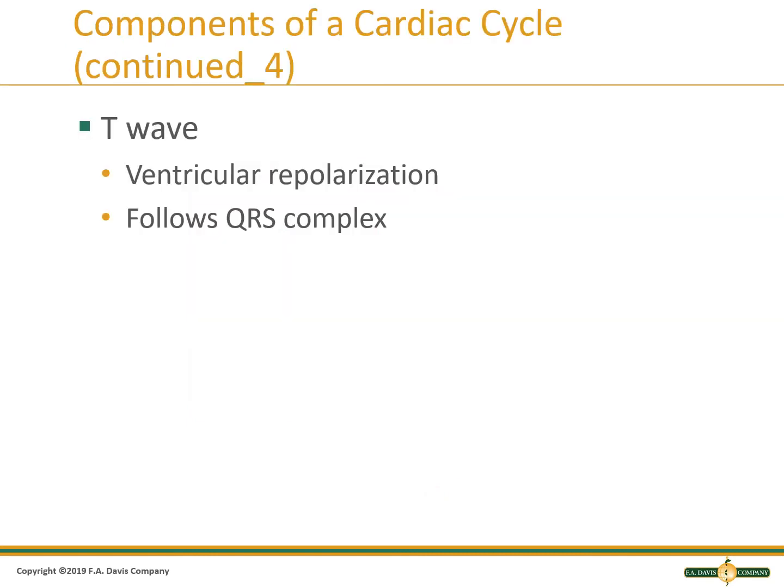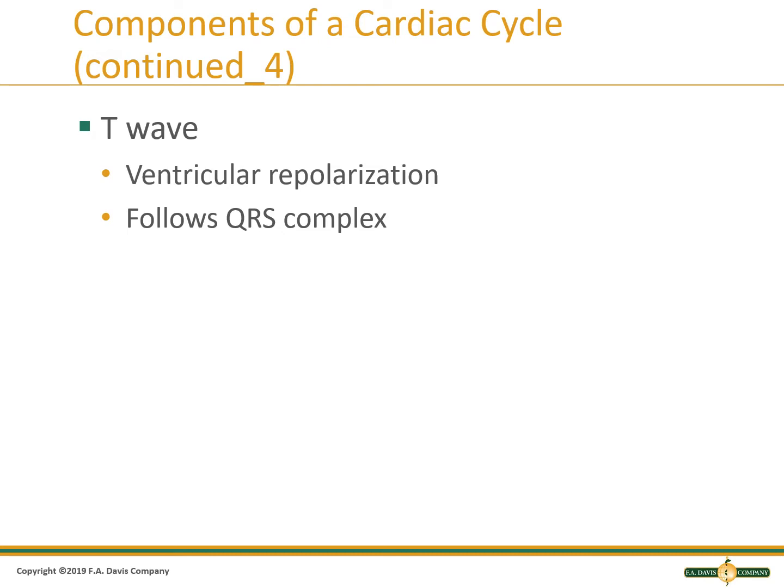T wave represents the ventricular repolarization. That is, the ventricles are relaxed at this time. Remember the RE at the start of both repolarization and relaxation? At this time, the ventricles are filling up with blood and getting ready to receive the next impulse. The T wave is a rounded wave. Compared to other waves on the ECG strip, this would be considered a medium-sized hill.